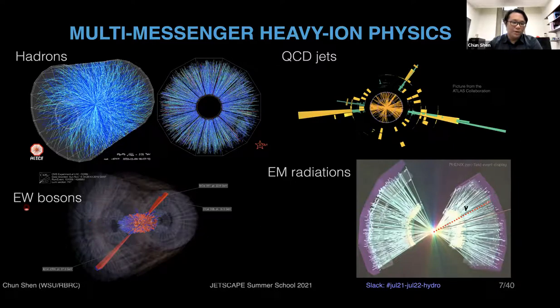And the electromagnetic observables are not only restricted to high pT. There are also radiations, like thermal radiation of EM probes in the low pT region. These are referred to as thermal photons and dileptons, which radiate throughout the whole evolution. And they carry complementary information about the overall bulk dynamics compared to the majority of the hadrons.